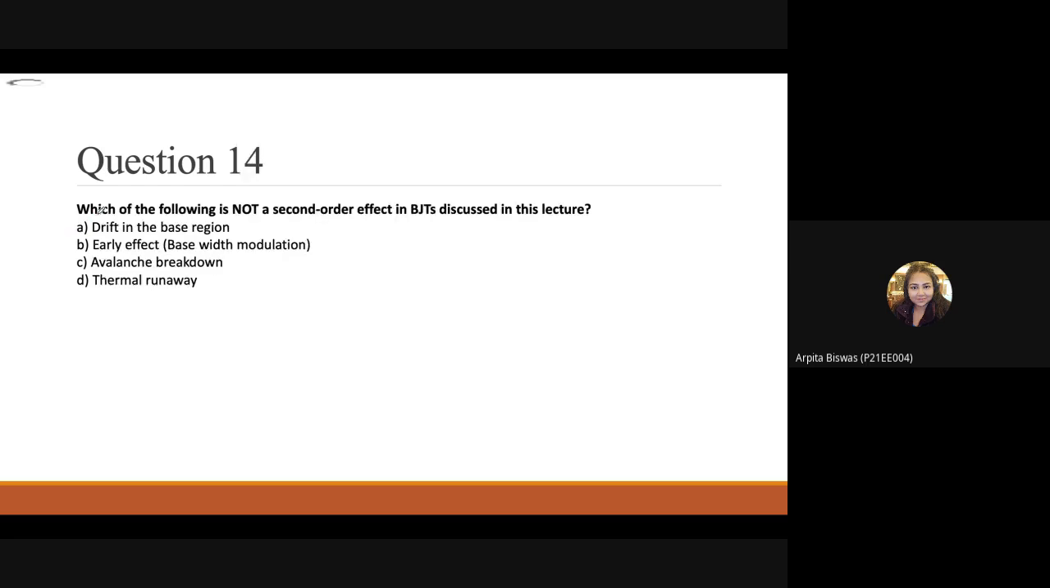Which of the following is not a second order effect in BJT discussed in the lecture? First option is the drift in the base region. Second is the Early effect. Third is the avalanche breakdown. And option D is the thermal runaway. Drift in base region, ma'am. Okay. Anyone? Any of you? What is the reason?